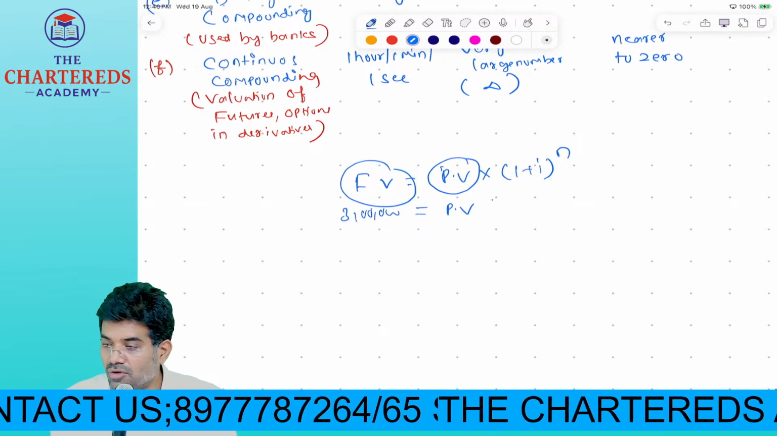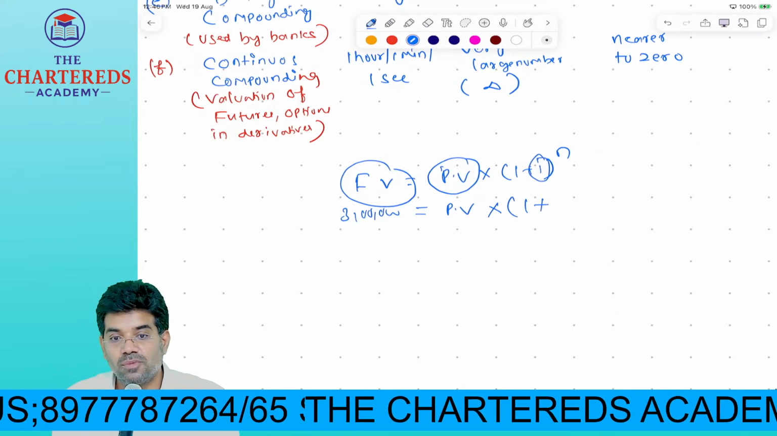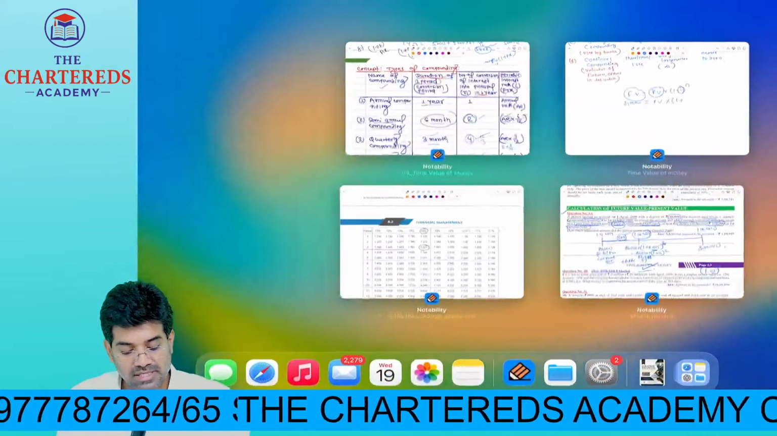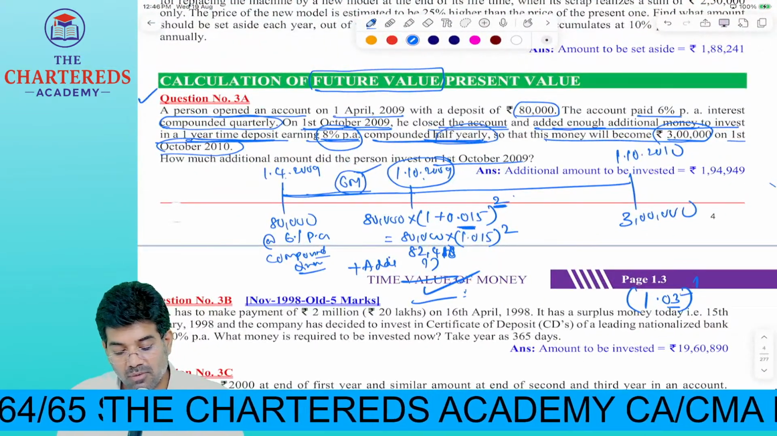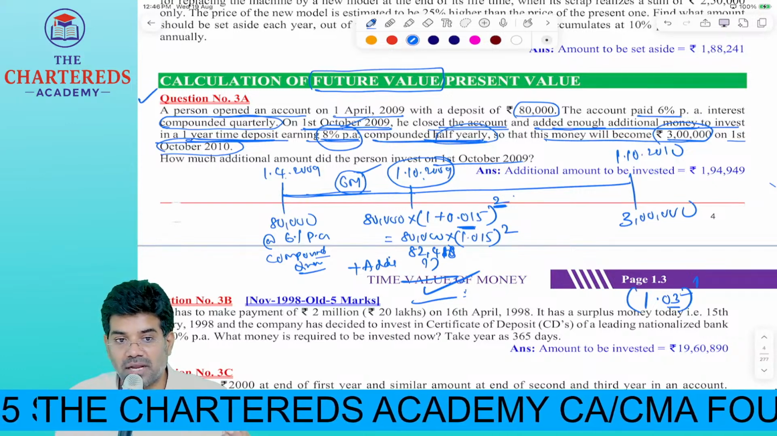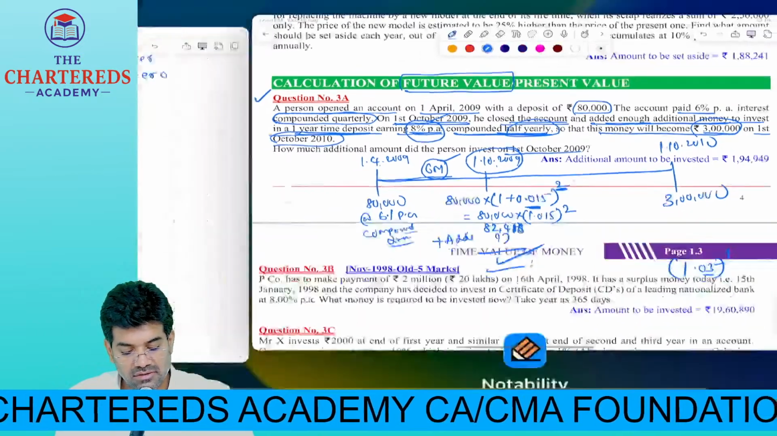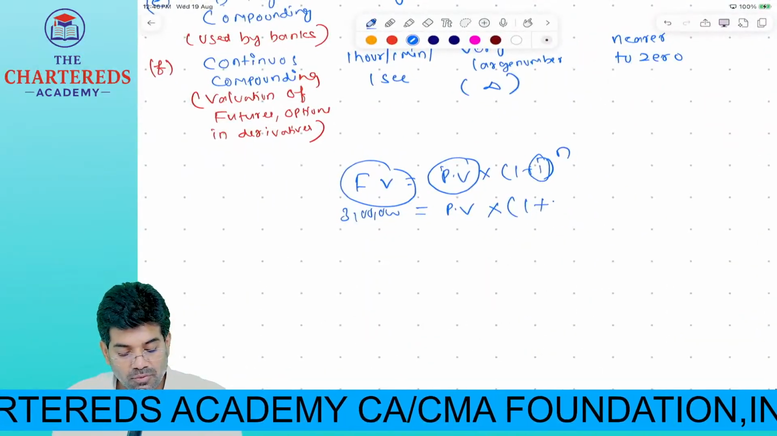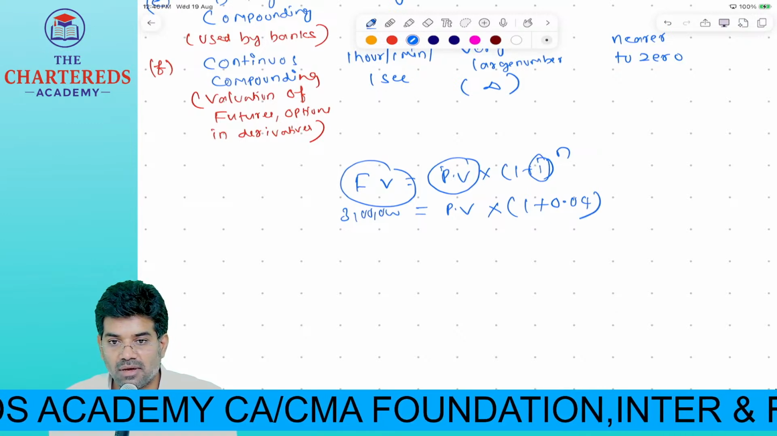Present value into 1 plus our interest, now it should be for 6 months. It is 6 months only. How much is the interest rate given? 8% per annum, so 8 into 6 by 12, that is 0.04. Correct, the interest rate?